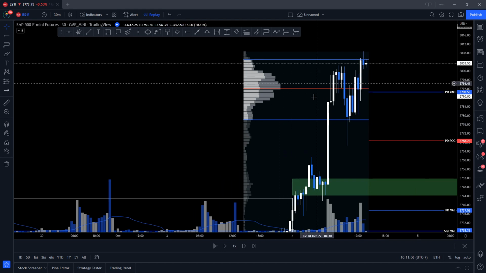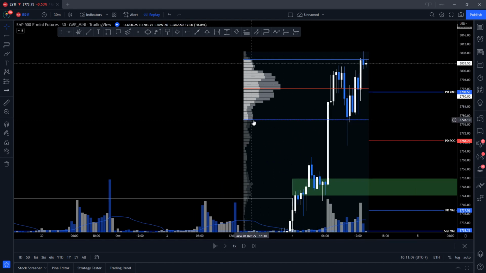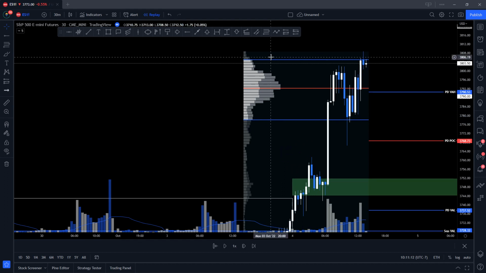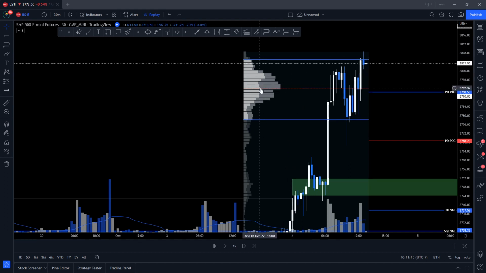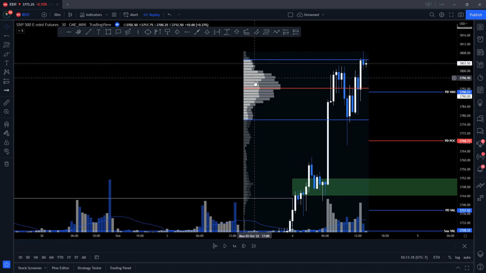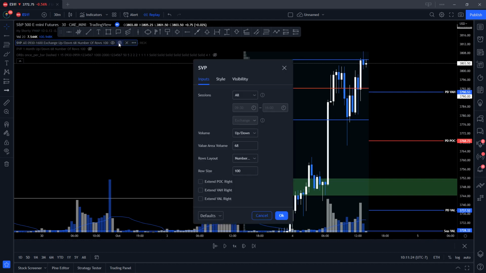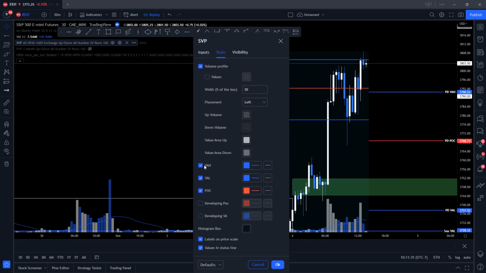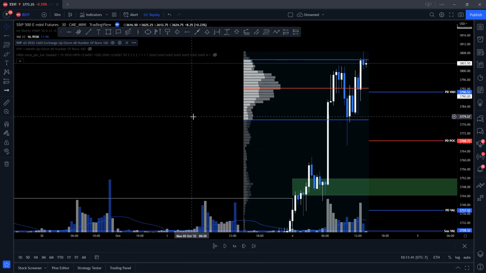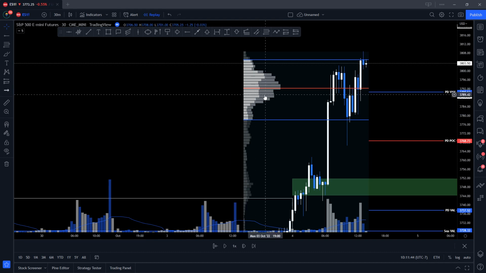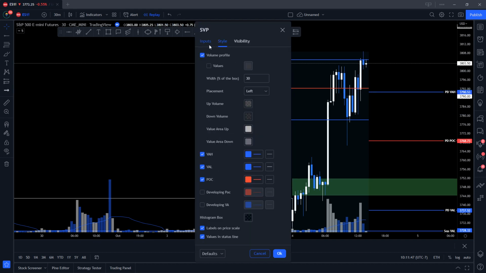And then there's three things for the 80% rule that we're going to plot. One is our value area low, one is our value area high, and the other one is the POC. On your session volume profile, you want to click this gear icon. That's the settings. We want the value area volume to be 68 and the row size to be 100. And then under style, turn on value area high, value area low, and POC. You can also get there by just clicking on the actual volume profile itself.